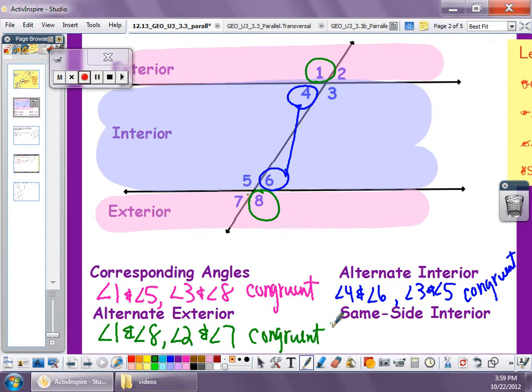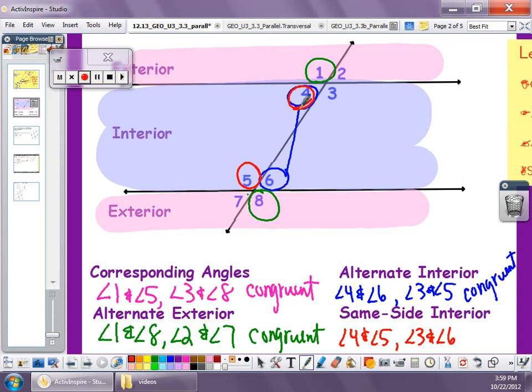Next set, last one here. Same side interior. So here is 4, it's on the interior. I go along my transversal here, and I choose the one on the same side that's in the interior. So that would be angle 4 and angle 5. Also angle 3 and angle 6. Now let's look at angle 4 and 5. They don't look the same size, and they're not.